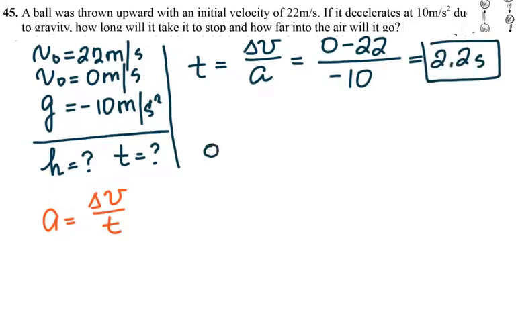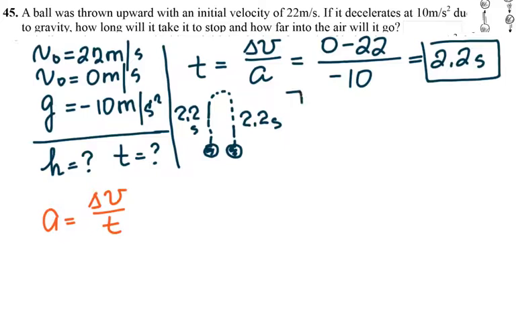So if the ball is thrown upward and it reaches the top and then falls down, the time it takes to get to the top is 2.2 seconds, and the time it takes to fall to the bottom is 2.2 seconds. So the ball is actually going to stay in the air for 4.4 seconds.